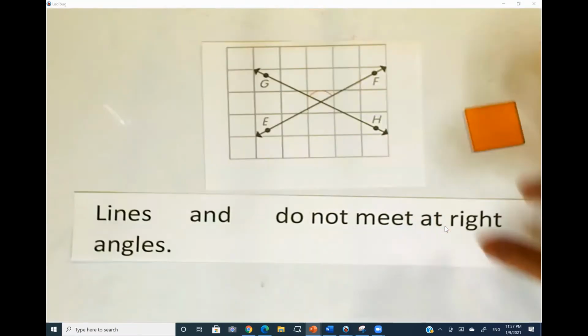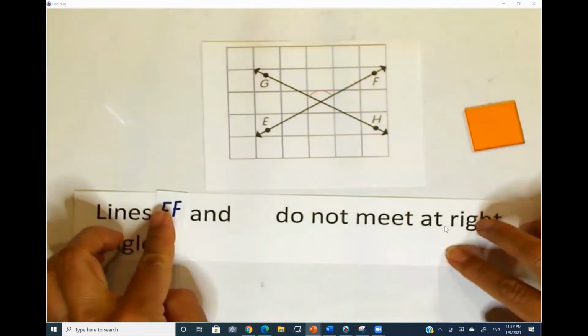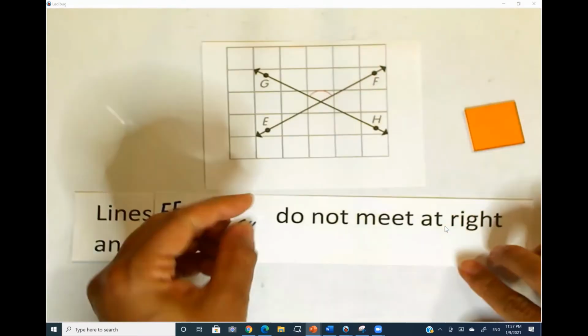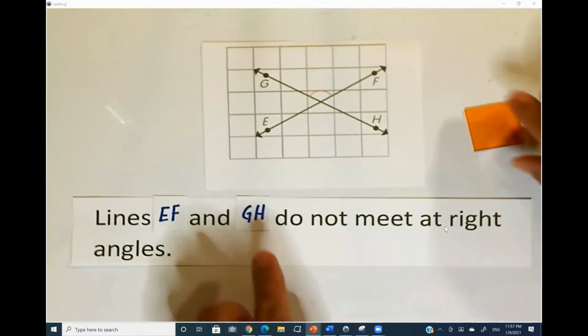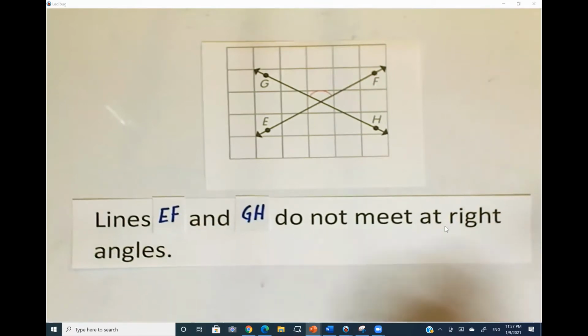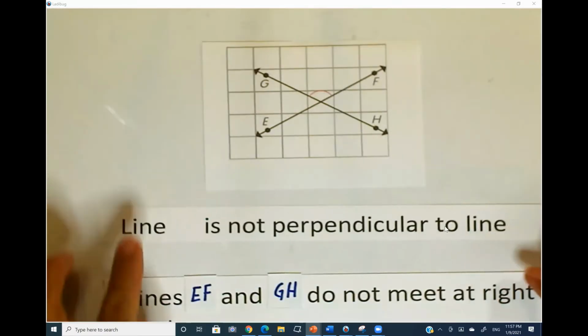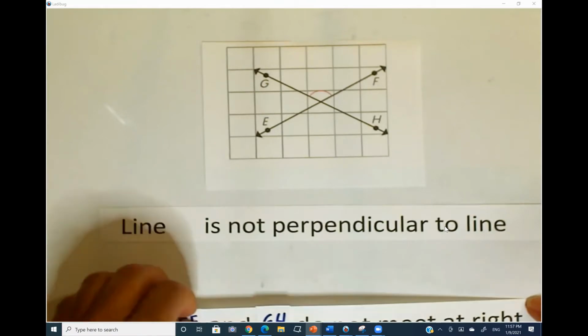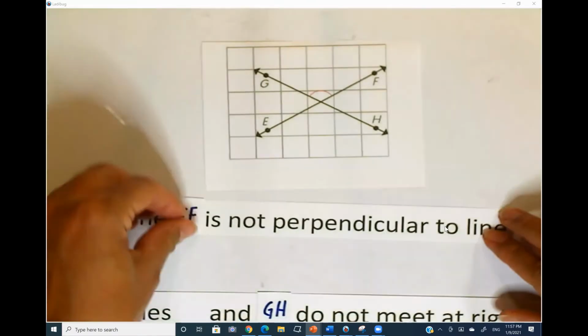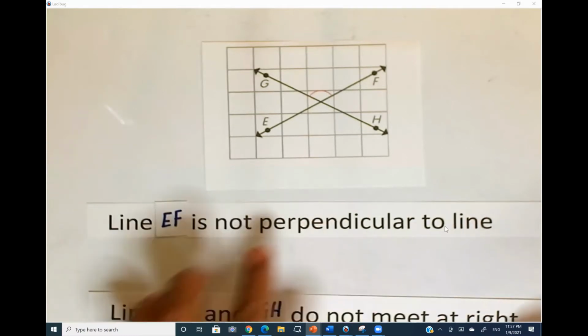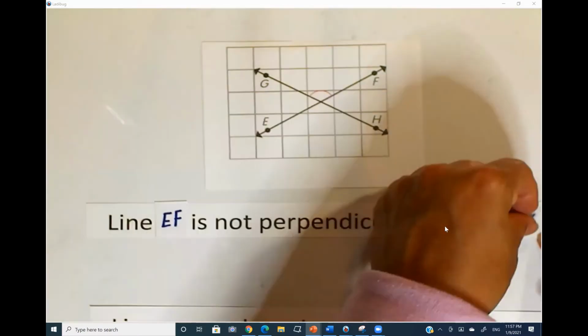So I can tell that lines EF and lines GH do not meet at right angles. Therefore, I can tell at the same time that line EF is not perpendicular to line GH.